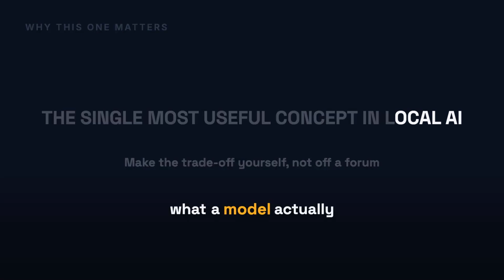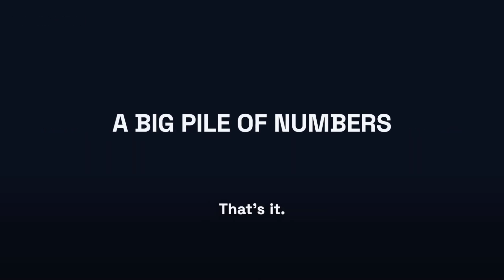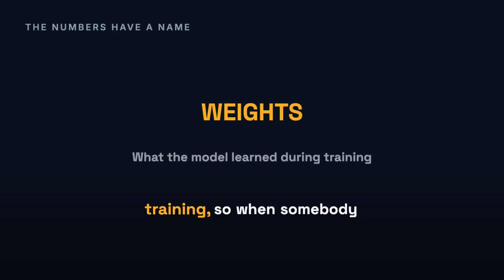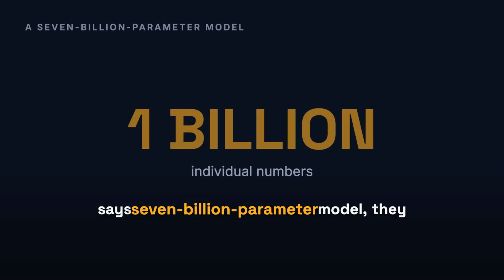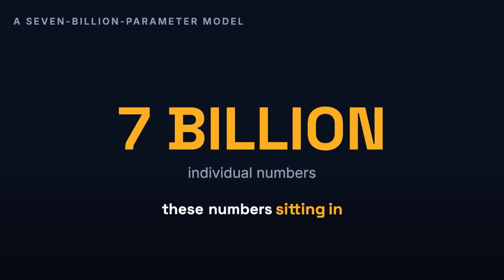So let's start with what a model actually is, physically. A model is a big pile of numbers, that's it. Those numbers are called weights, and they're what the model learned during training, so when somebody says 7 billion parameter model, they mean that literally, there are 7 billion of these numbers sitting in there.